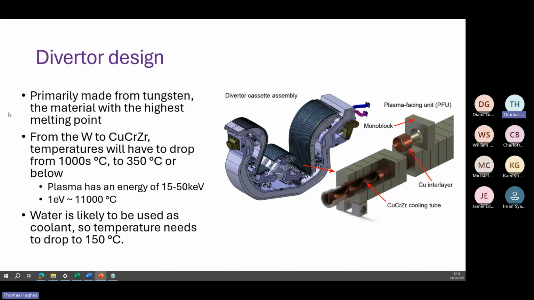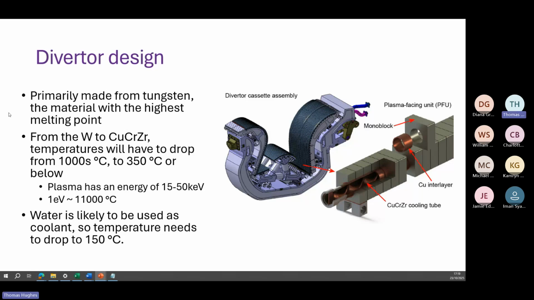You can see there a fusion plasma has an energy of like 15 to 50 keV, and 1 eV is about 11,000 degrees C. So if we didn't have good confinement, this would all be hitting our reactor and melting it. Generally, you will potentially have water in this particular design, but you could use other coolants like helium.